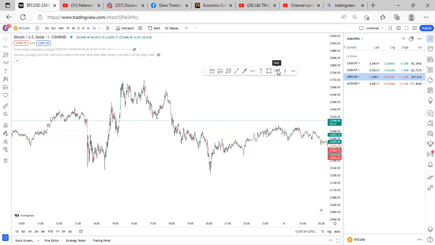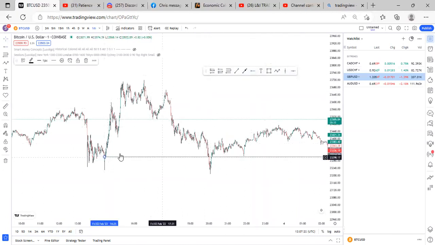These are all the drawing tools and the working out tools that I use to get the positions. So I use the horizontal ray because it starts there and shows me where I need to be looking. These here give me my risk to reward on the positions, whether I'm buying or selling. A long position is buying, a short position is selling.